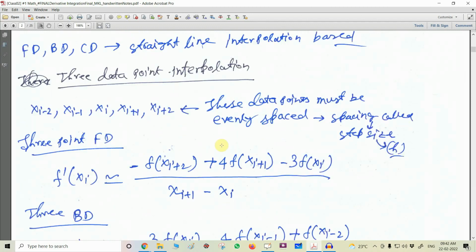So write this down. These data points must be evenly spaced. The spacing is called the step size, h. I'll come back to this evenly spaced condition, and what you have to do if these are not evenly spaced, later. Just write this down first. Then we'll be doing a very small problem, and then we'll be done with this.